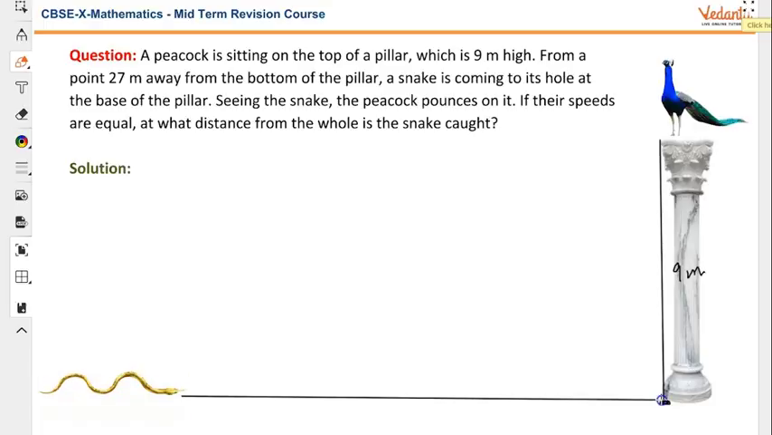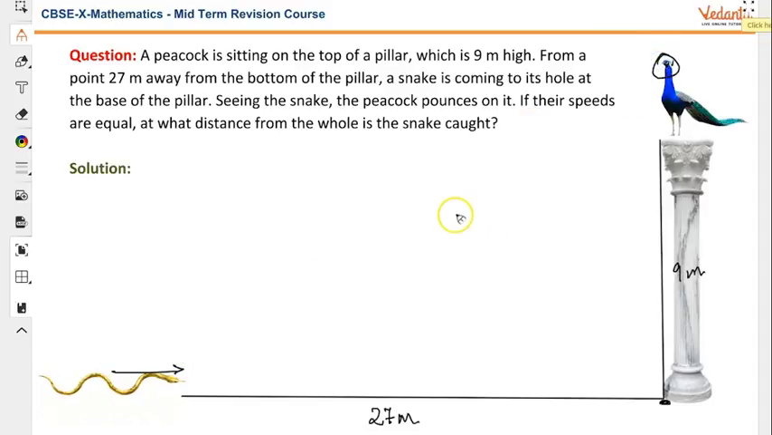Now a snake is at a distance of, say, 27 meters from the pillar at this particular time. The snake is coming with some speed to its hole. Seeing the snake, the moment the peacock saw this snake, the peacock pounces on it. If their speeds are equal, at what distance from the hole is the snake caught? This should be the hole. That means the peacock has to catch the snake.